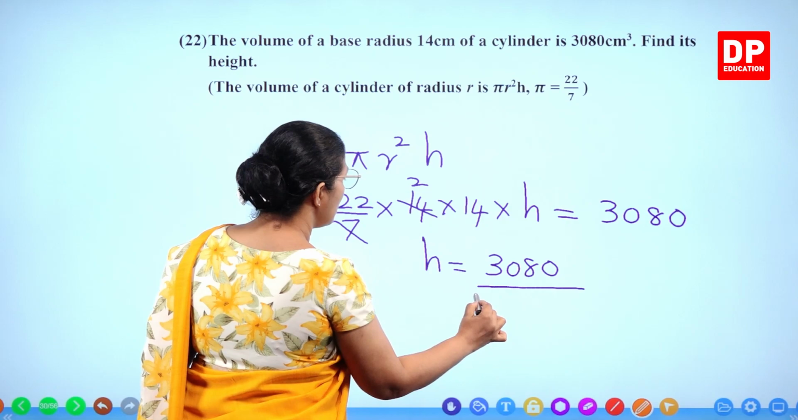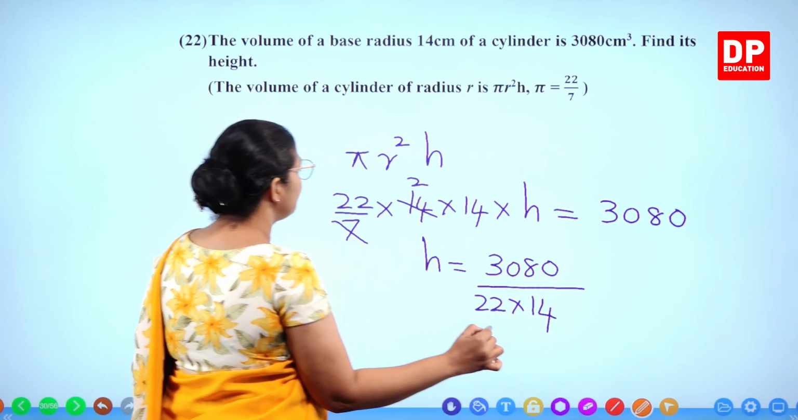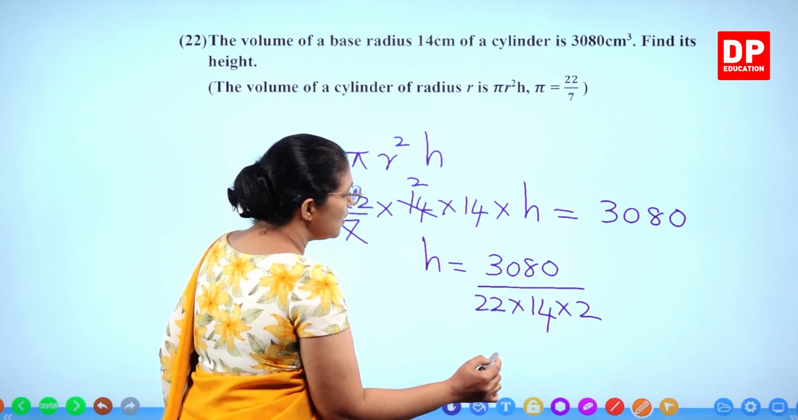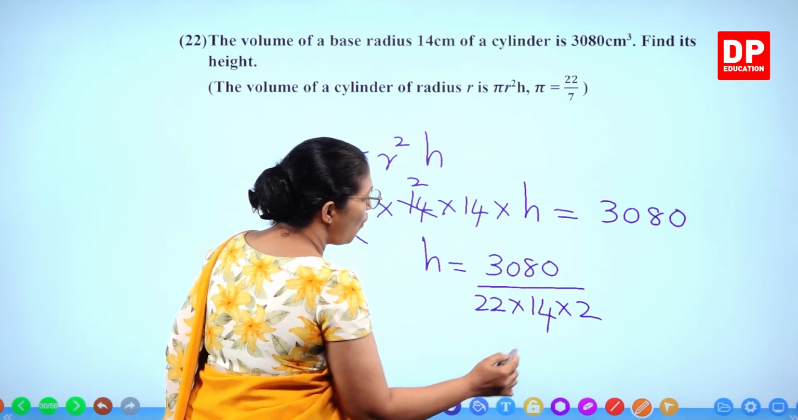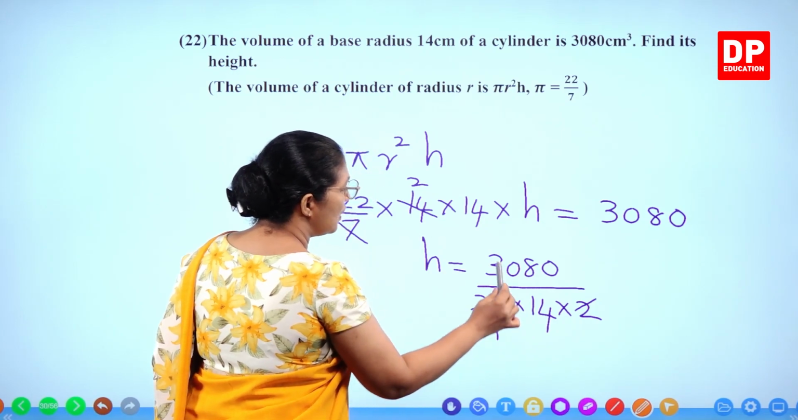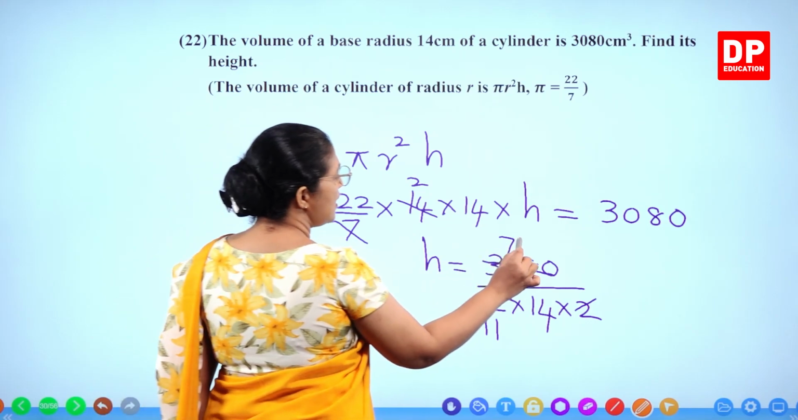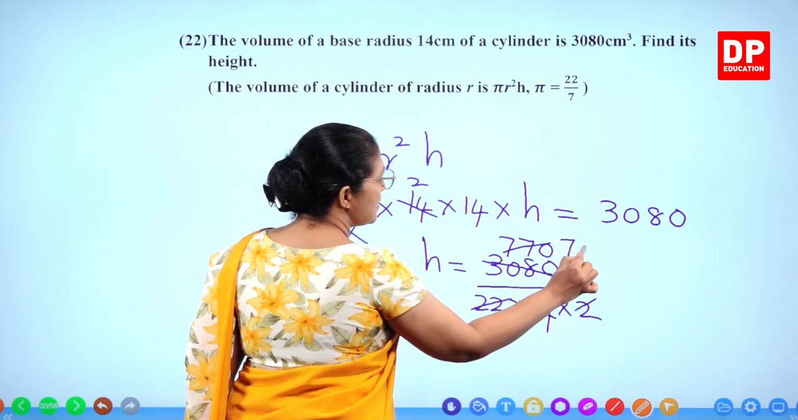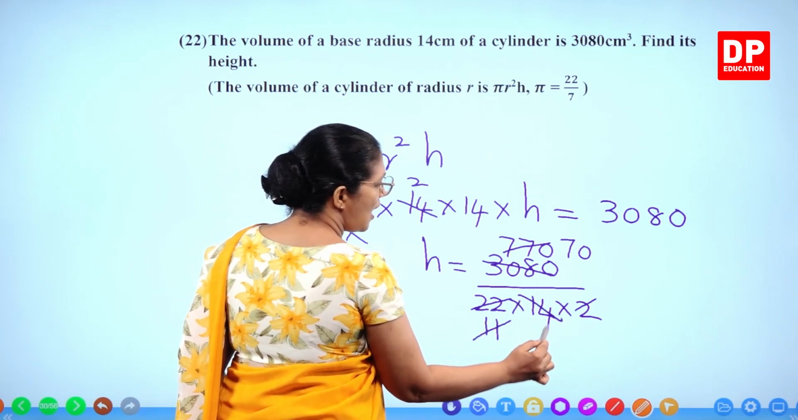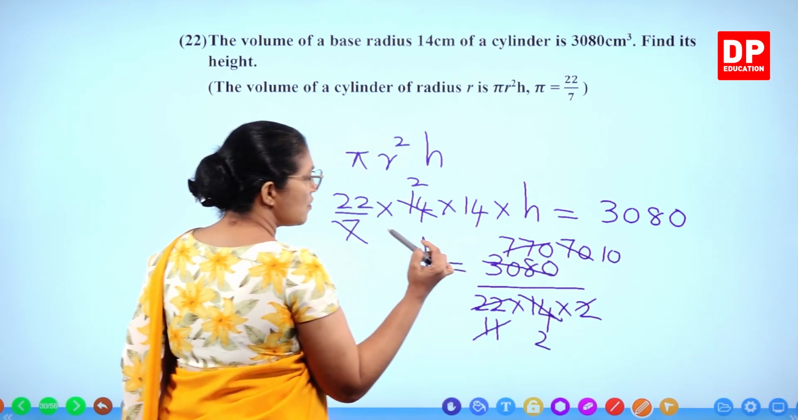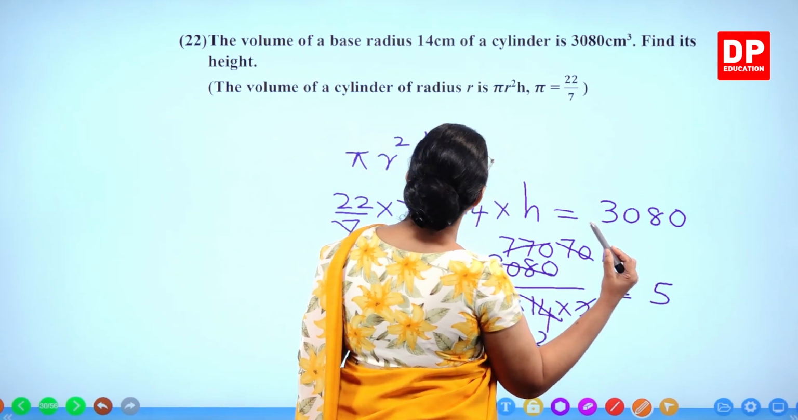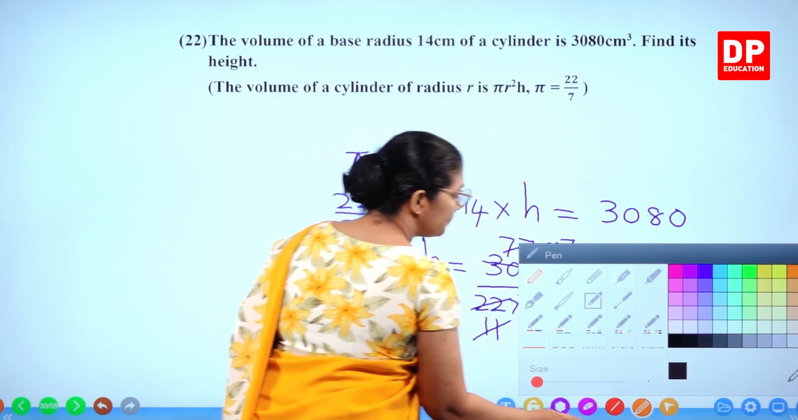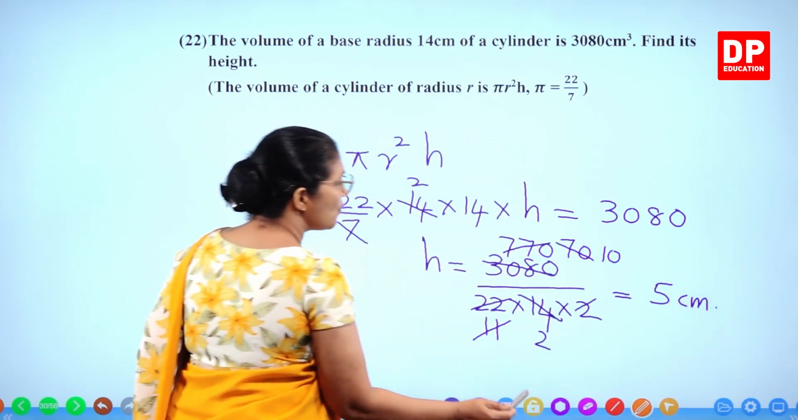3080 divided by 22 and 14. And 2 is there. So we'll divide by 4. 4 times 7, 28. 28 again 7. 770. Then you can divide by 11. 70. 70 divided by 14. So 7 times 2, 7 times 10. So 10 divided by 2, 5 centimeters. Because the volume is given in cubic centimeters. So you get 2 marks for that.